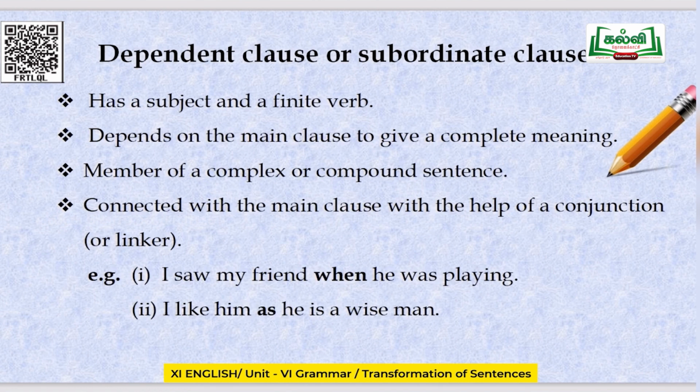Next example is, I like him as he is a wise man. Here, I like him is a main clause, as he is a wise man is a subordinate clause. Now, I said, my father who works in this government school is a teacher. Here, I used a simple term to combine these two clauses. Who? Now, this word is called a conjunction.